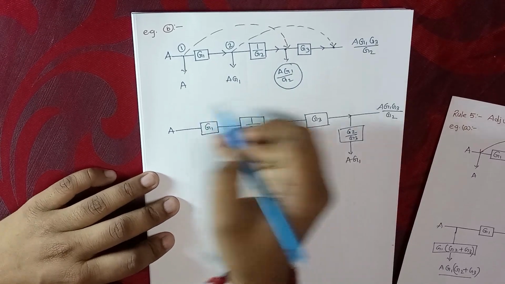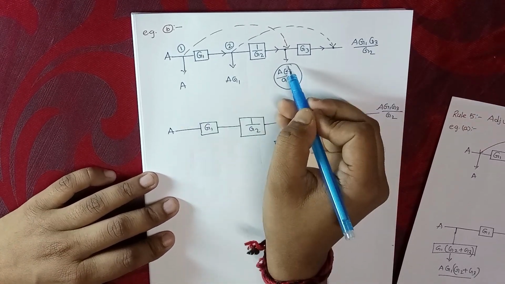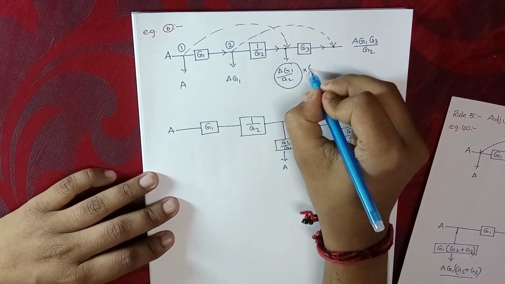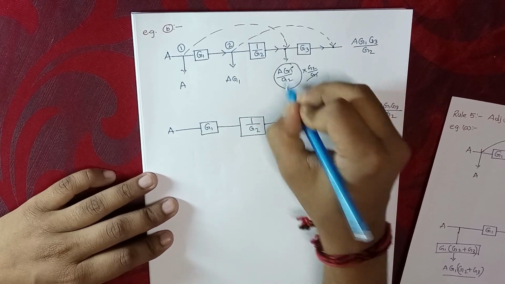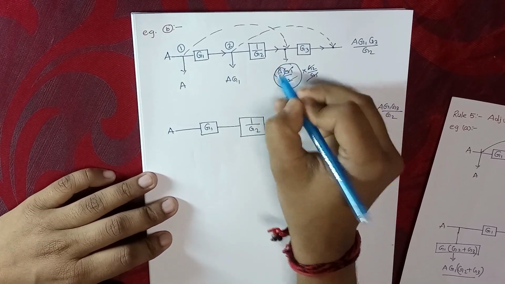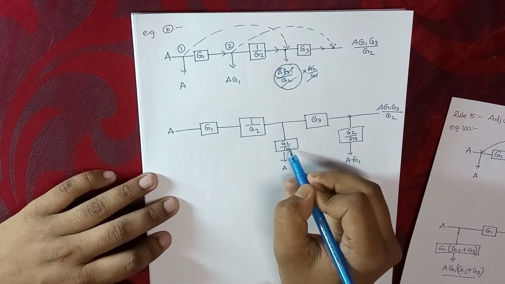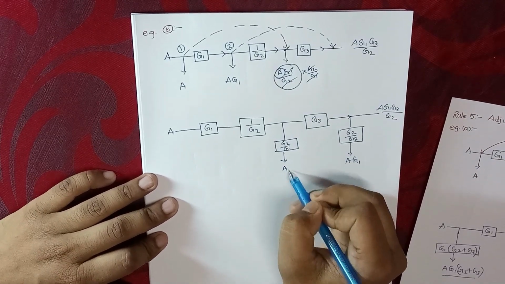But we need the output as A. So what we need to do? If we multiply it with G2 by G1, it will cancel out. I will get the required output as A. So if I multiply it with G2 by G1, I will get my required output as A.